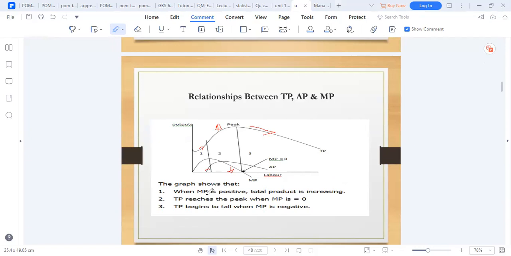Stage 1, the marginal product is positive. Total product is increasing. These 2 are increasing. Stage 2, total product is reaching its maximum, its peak. And the marginal product is exactly 0. It's ending at exactly 0. Stage 3, our total product of labor begins to fall, whereas the marginal product of labor is negative. So this is what is giving you 15 marks. So you need to explain it annexed to the table you have filled in. Are we together?